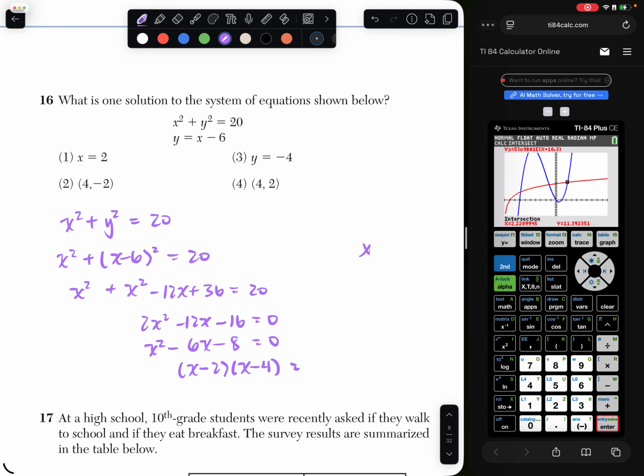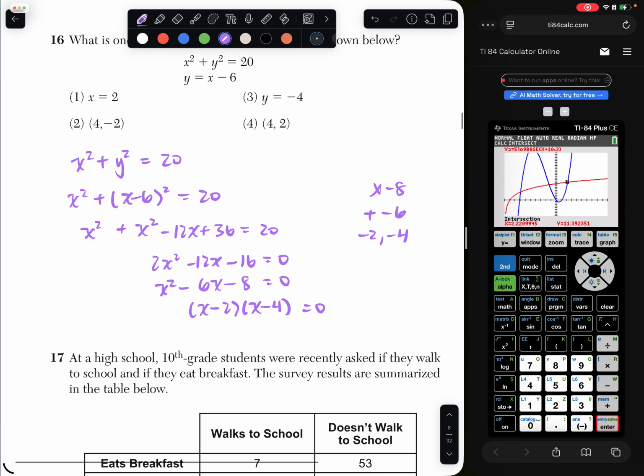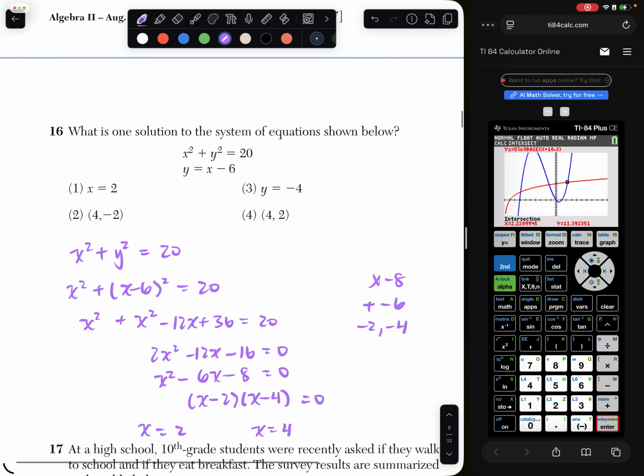Again, the process is finding two numbers that multiply to negative 8 and add to negative 6. And negative 2 and negative 4 were the two numbers. That's my procedure. Then if I set each of the factors equal to 0, x − 2 = 0 means x is going to equal 2, and x − 4 = 0 means x is going to equal 4. So I have my 2 x's here.